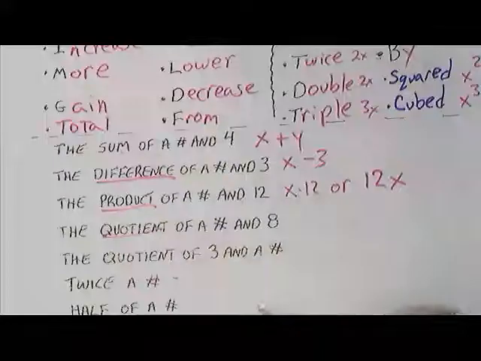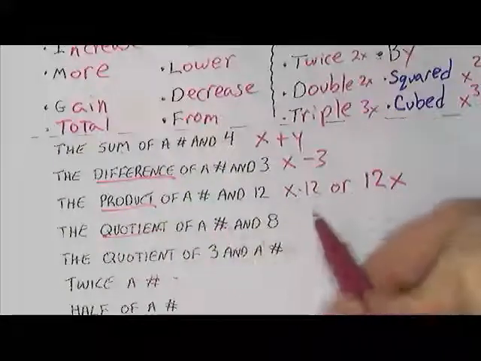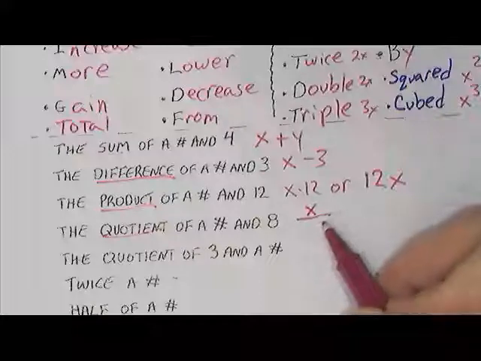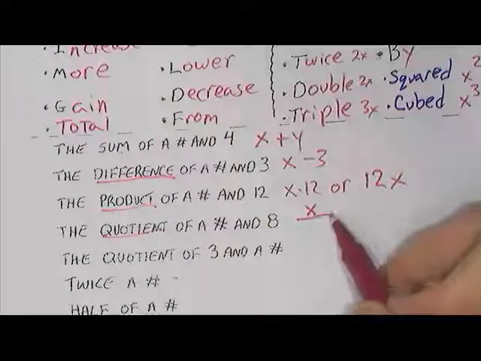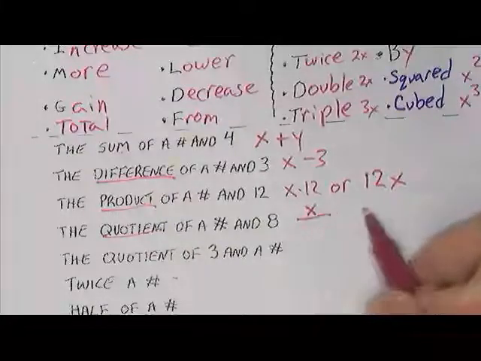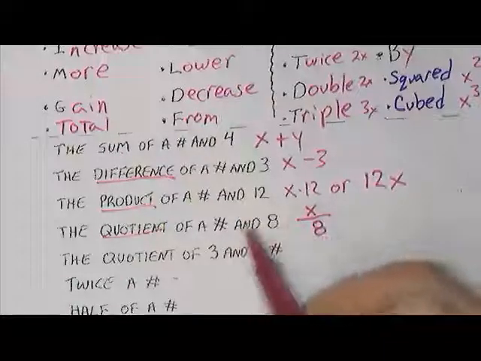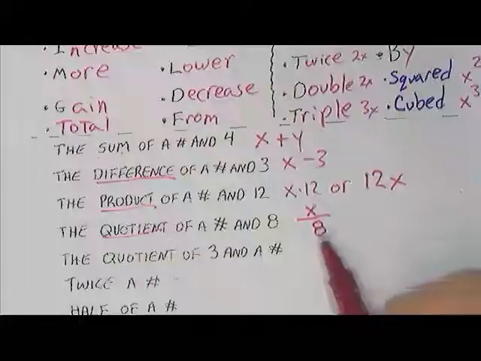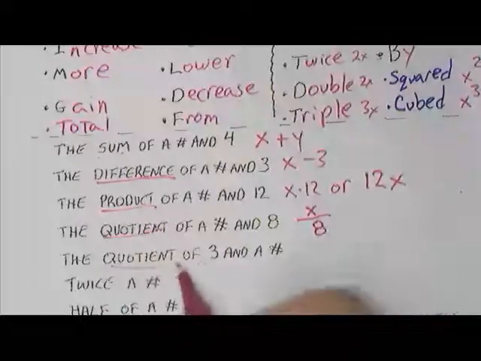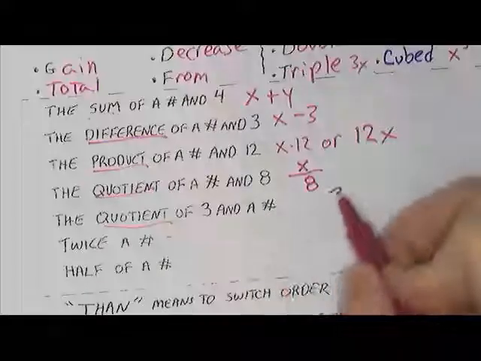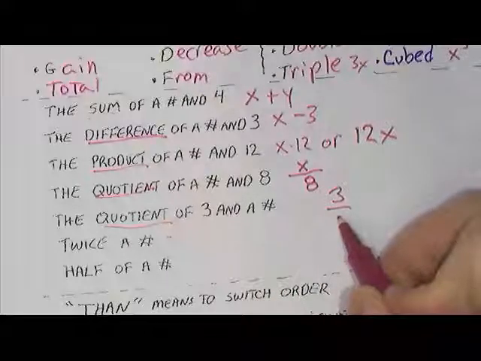Quotient means divide a number and 8, x. Now we like to use the fraction bar. Don't use a division symbol. Use a fraction bar. And notice the order, the top and bottom, top and bottom. The next one, quotient of 3 and a number. Well, that would be 3 on top, a number at the bottom.